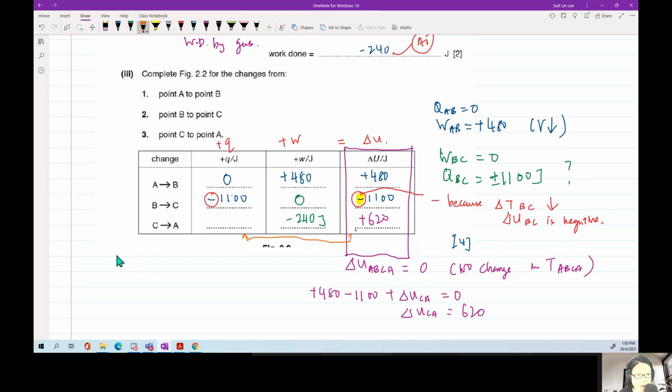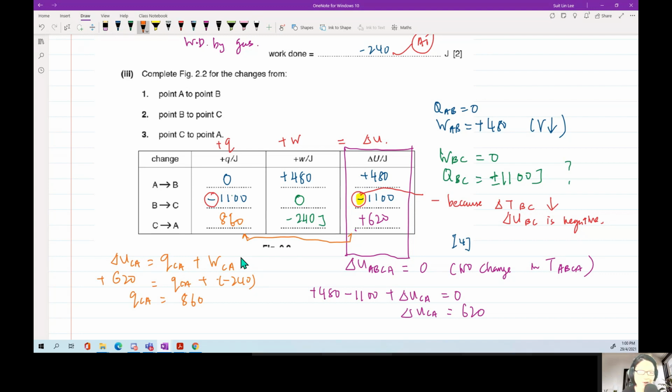And then you can go back here, and delta U_CA is equal to Q from C to A plus W from C to A. So 620 positive is Q from C to A plus 240 negative. So Q from C to A will be 620 plus 240, that will be 860 joule. Finish. There is your 4 marks.